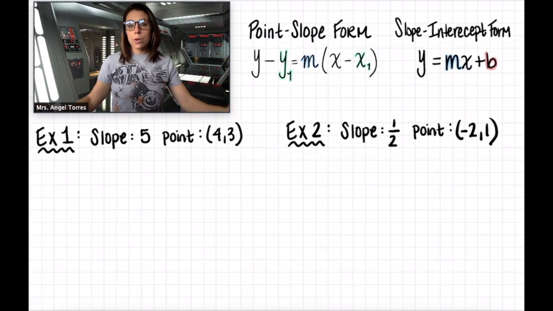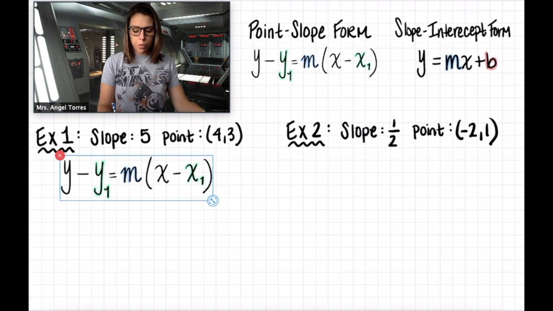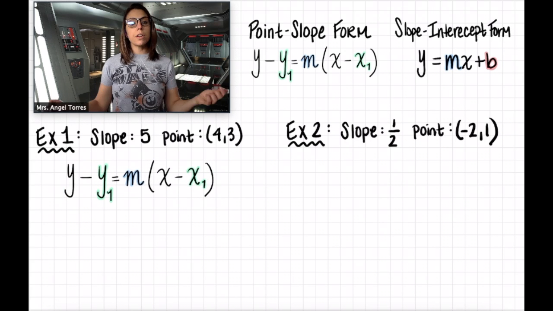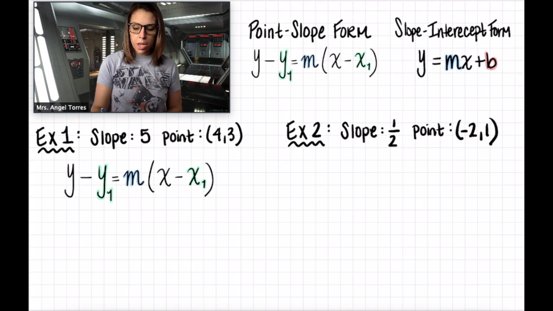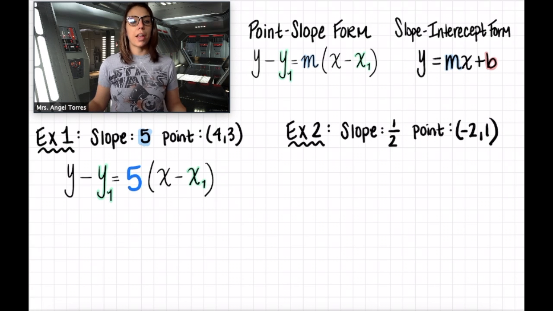So in example 1, we're going to create the equation of a line that has a slope of 5 and the point (4, 3). To start off, we're just going to take our formula for point-slope form and fill in the information that we know. The first piece of information given to us is the slope of this line is 5. So I'm going to substitute 5 for m in my formula.